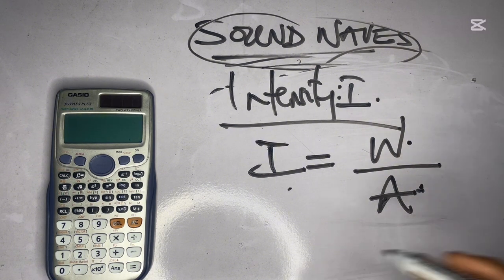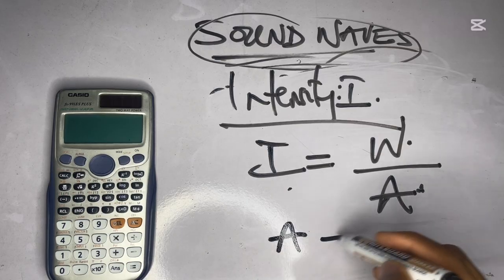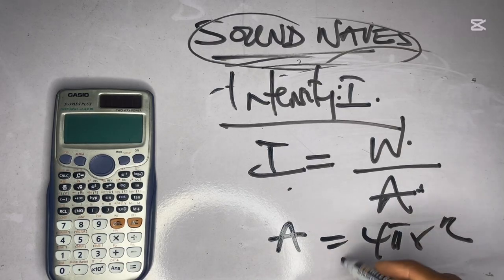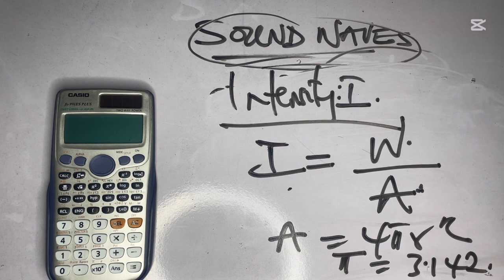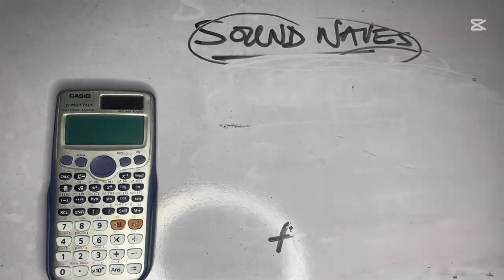Of course your A has a formula. A is 4 pi r squared. Remember that your pi is 3.142. Don't forget that, it's like a constant. Intensity also has another formula. When you're given pressure, intensity is directly proportional to the square of pressure.